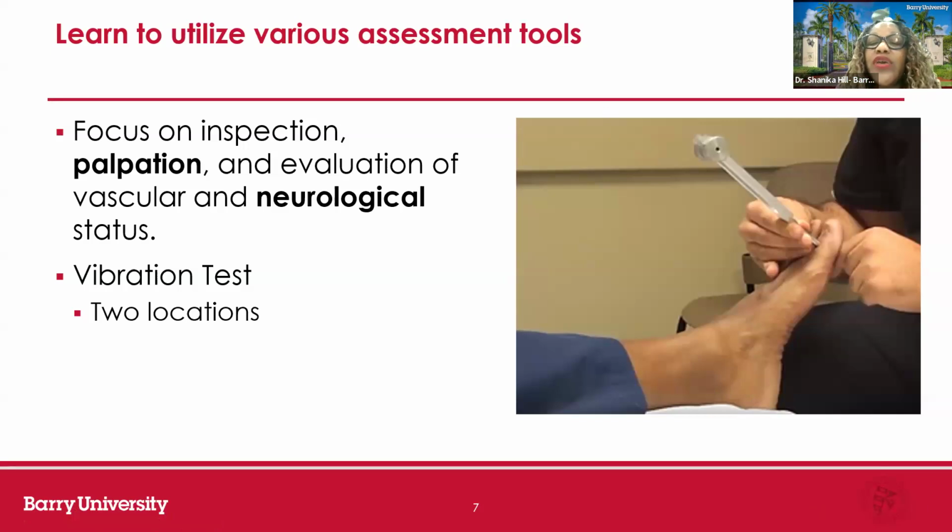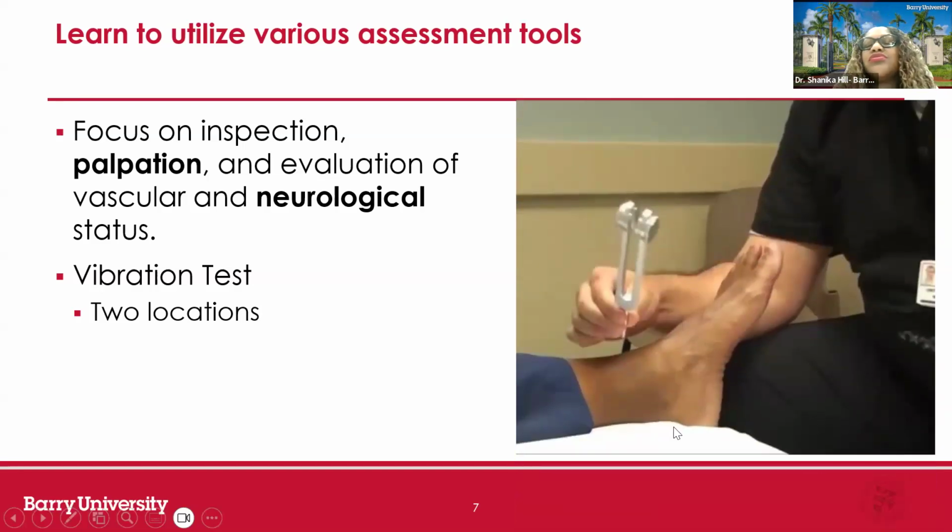Okay, so when we're doing the tuning fork, you have to do it on two locations, distally at the foot and then more proximally at the anterior shin. You can utilize the anterior shin, you can utilize the medial malleolus, or you can utilize the lateral malleolus, just a bone in the more proximal leg to determine whether we have vibratory sensation there.